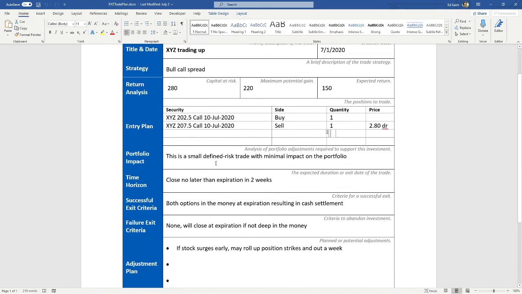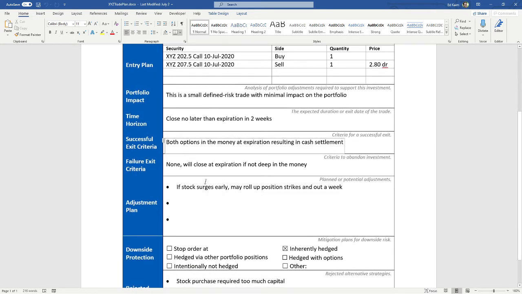And so again, we talk about understanding what the portfolio impact is going to be, time horizon for the trade. In this case, close no later than the expiration in 2 weeks. Happen to be a 2-week expiration for each option. And then on success, we'll recognize that this particular trade is talking about holding the options through expiration. So that might be something you have, or maybe you definitely want to close them before or at expiration, or maybe you're going to roll them. Those are things that would come up in your adjustment plan.